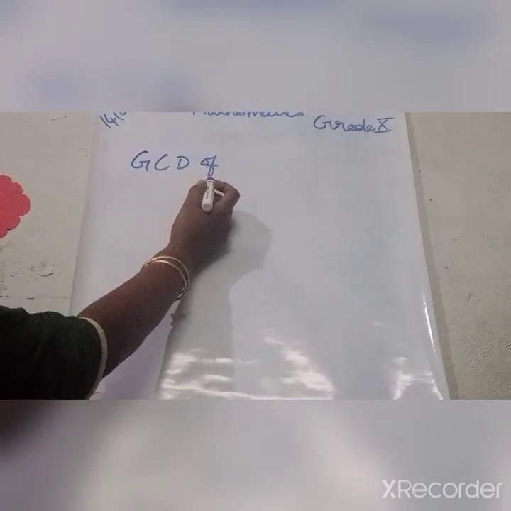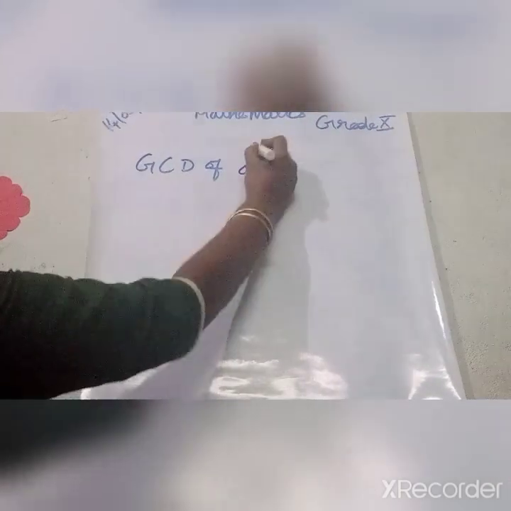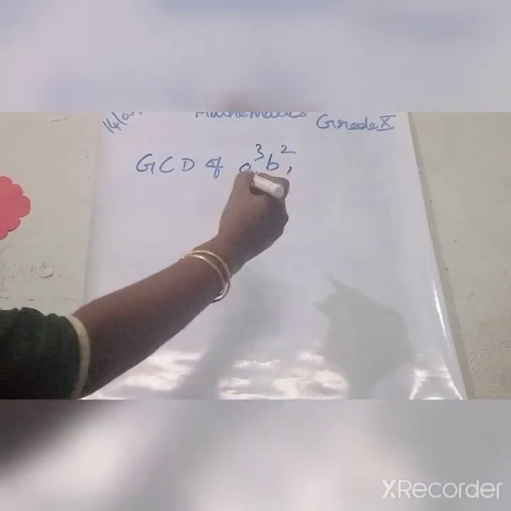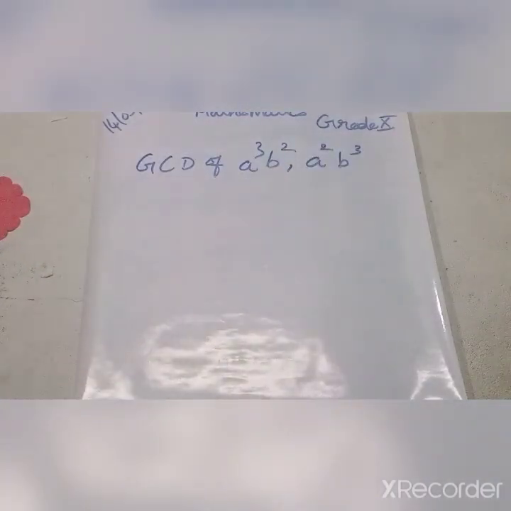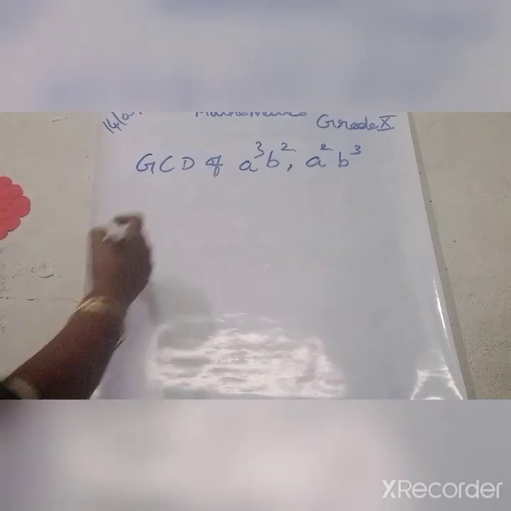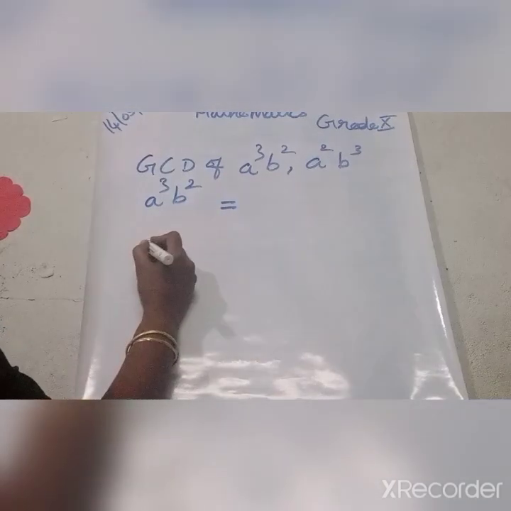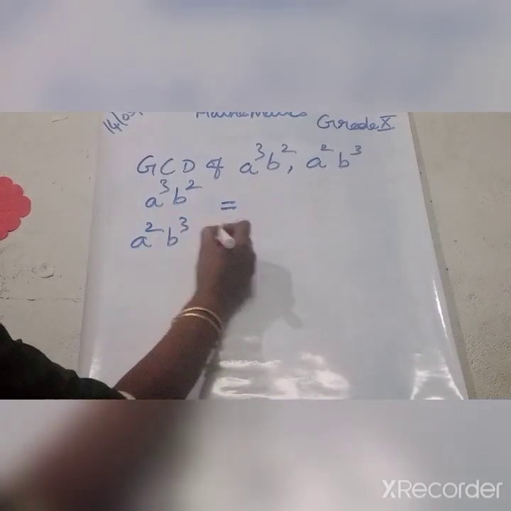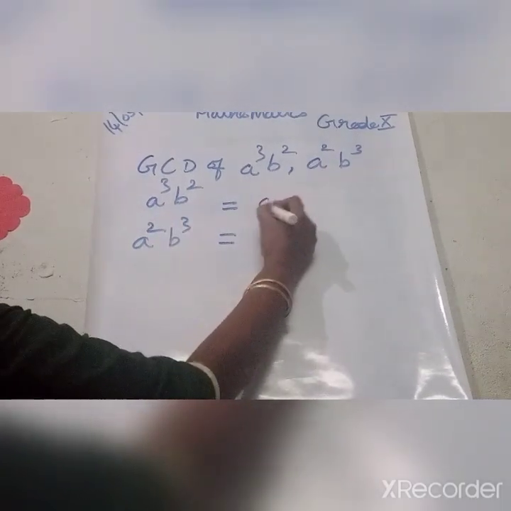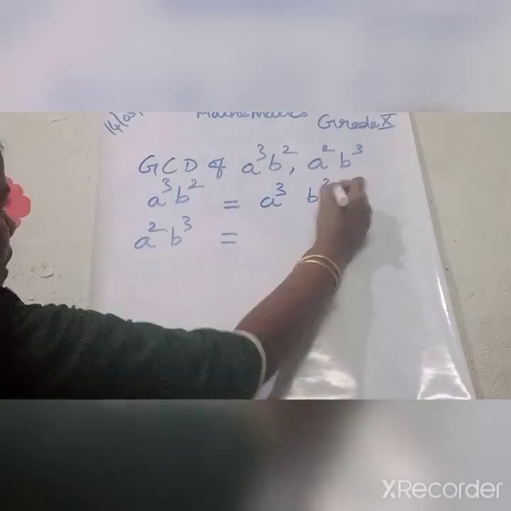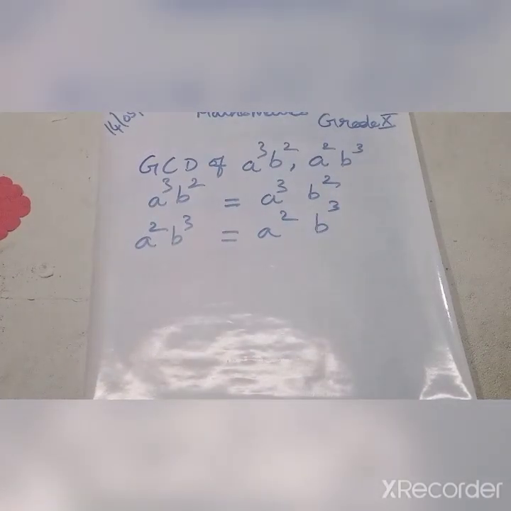Consider GCD of two variable terms, meaning expressions: a cube b square, comma a square b cube. How to find the GCD of these expressions? So a cube b square is the first expression. A square b cube is the second expression. First of all, as it is, let us write a cube b square, a square b cube. We are going to find the GCD.